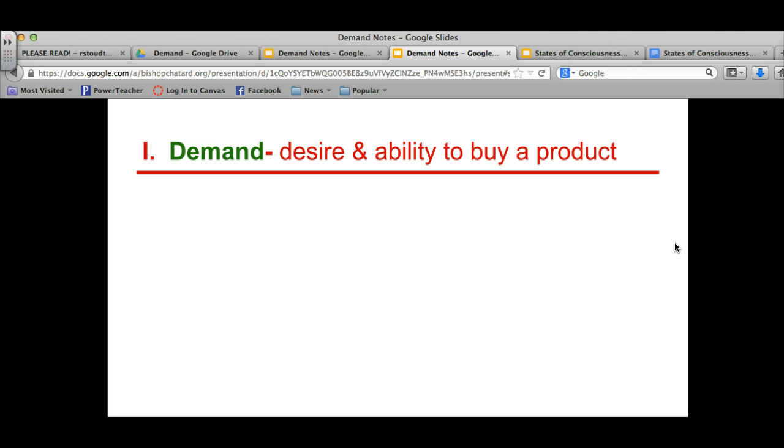Demand is the desire and ability to buy a product. I already told you this. Remember, we have to have the desire for a product. In other words, we will have to want it, but we also have to have the ability to buy it. Just because I want a BMW, I don't count in the demand for a BMW because I can't buy one. So that's the idea of what demand is.